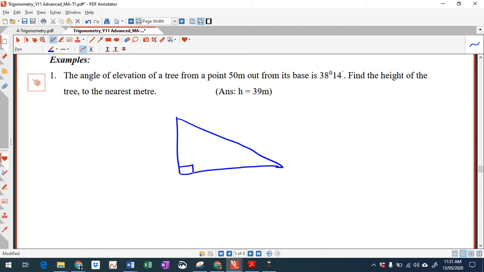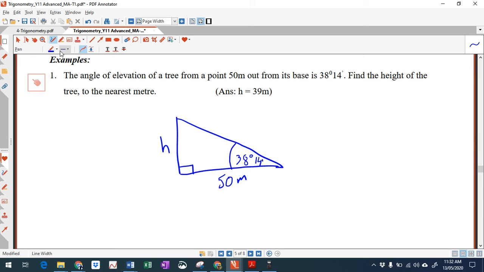Okay, now the angle of elevation is 38 degrees 14 minutes. So this is my angle of elevation, 38 degrees 14 minutes. 50 meters is the distance from the base. We've got to find the height of the tree. So here's the H for height of the tree.